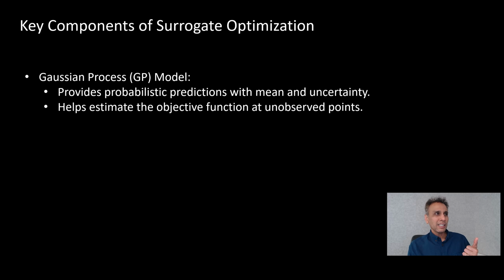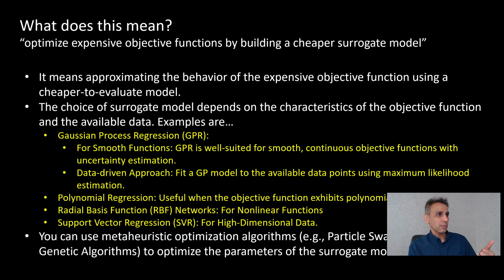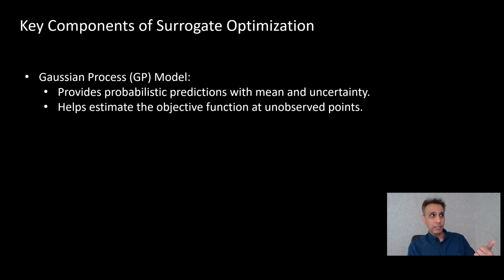This is the most common surrogate optimization. So it provides a probabilistic prediction. So what did we discuss? So the first one right there, Gaussian process regression, right? So that's what I'm referring to here, Gaussian process model. It provides probabilistic predictions with mean and uncertainty.